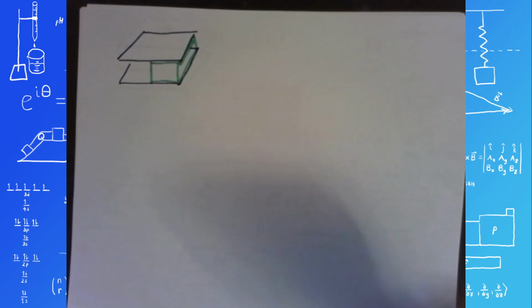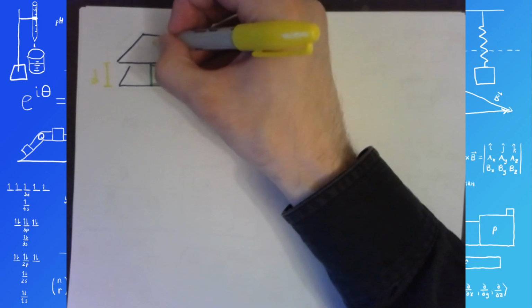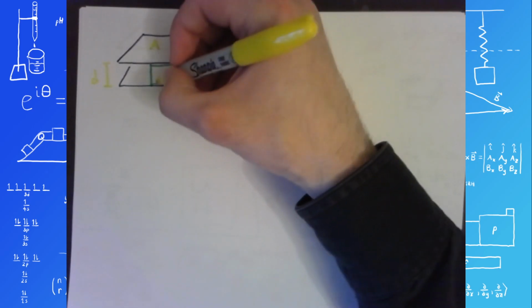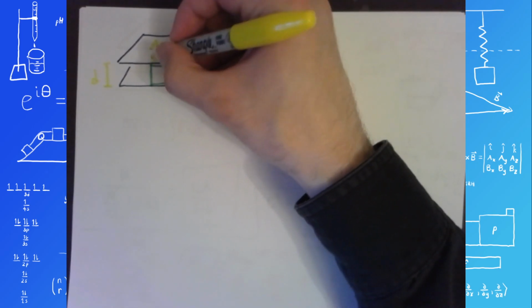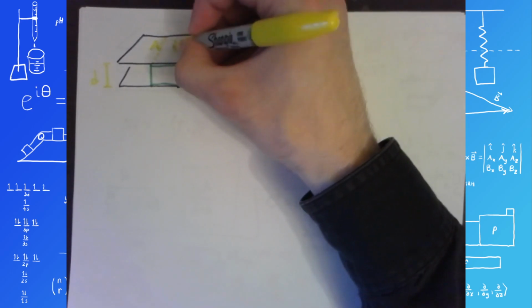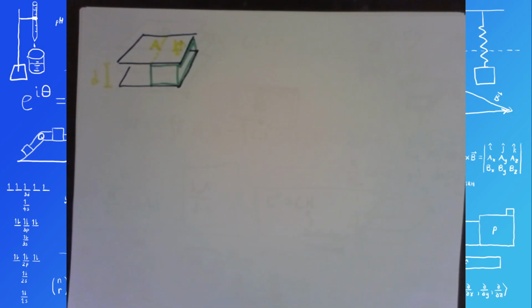Let me define this distance as d. And this time the area is going to matter, so we're going to call the original area A, and this thing is only going to take up 1/2 A. And I guess I'll go ahead and draw it as if it's a pair of capacitors connected in parallel.